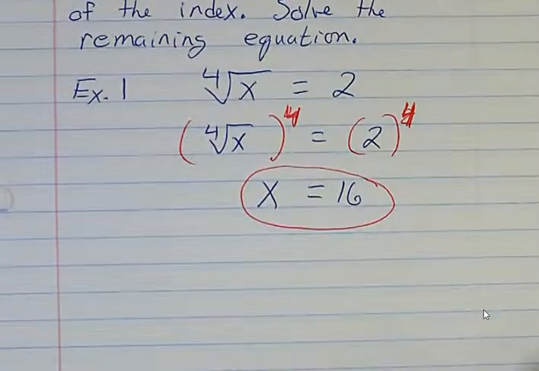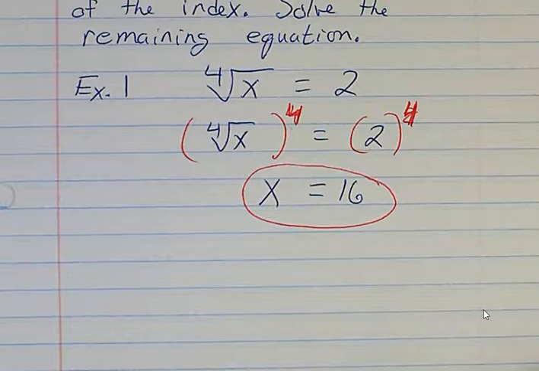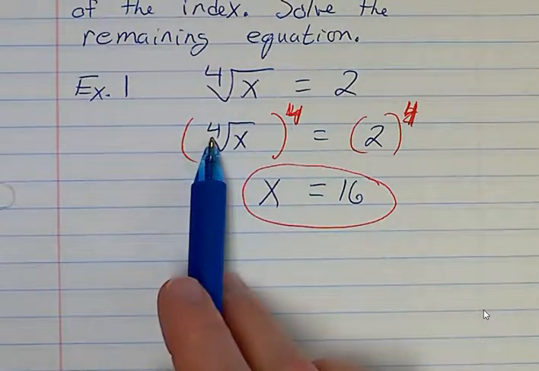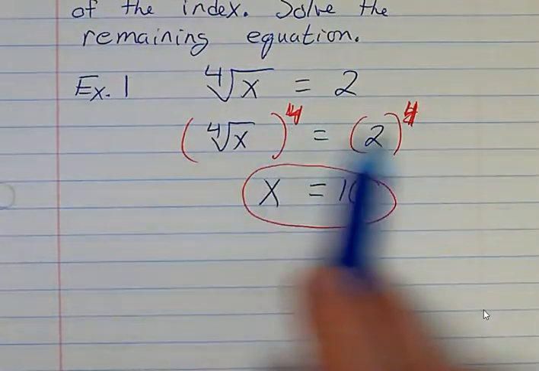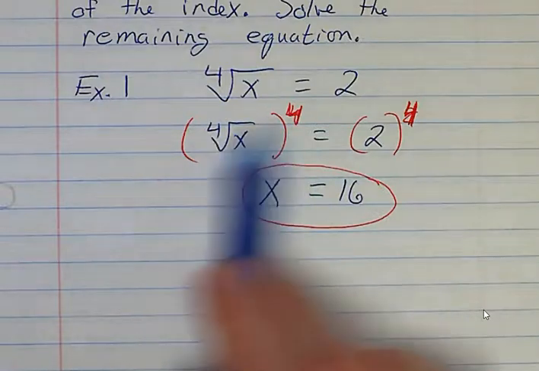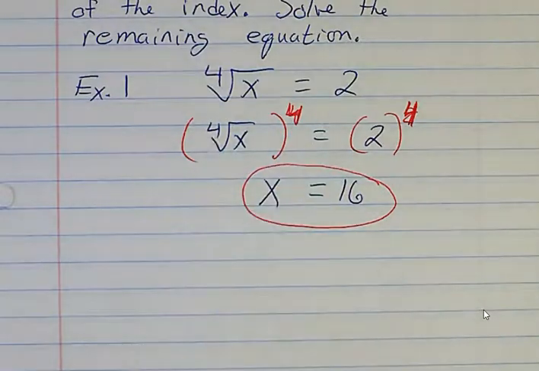Okay, if you're thinking, well, that seems pretty easy. Well, the basics of everything we're going to do in this section is going to come down to that. Whatever the radical is that's here, to get rid of the radical, you're going to raise it to the power of that index on both sides. The 4th power and the 4th root cancel each other out, and you get just whatever you got there on the inside.